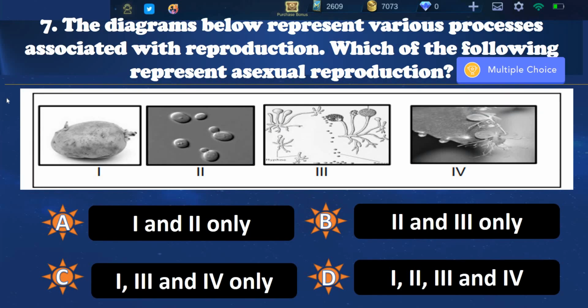Number 7 question. The diagrams below represent various processes associated with reproduction. Which of the following represent asexual reproduction? Is it 1, 2, 3, or 4? Go. Time is up. And the correct answer is 1, 2, 3, and 4. And that was letter D.